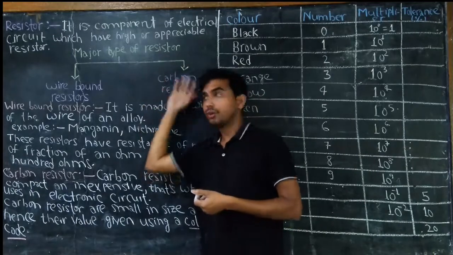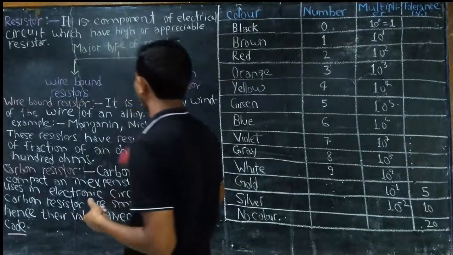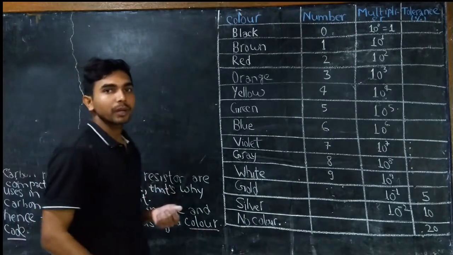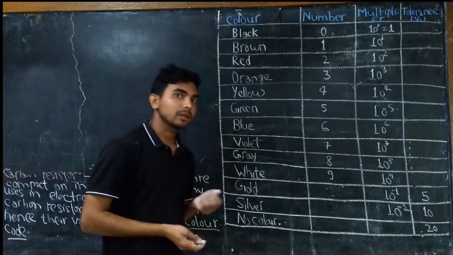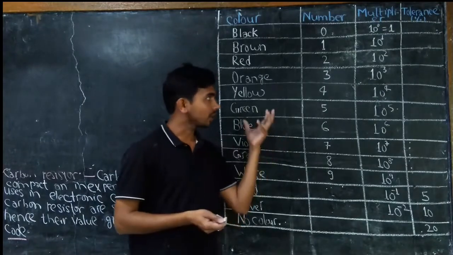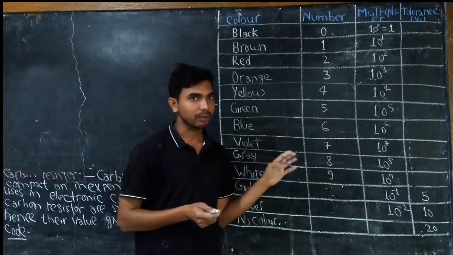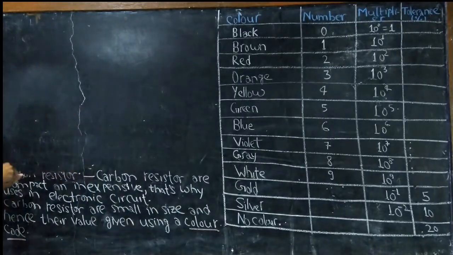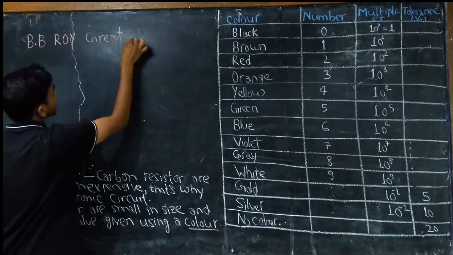Now I'm going to rub this part because I'm going to write something in this area. As I told you, to find the resistance of a carbon resistor we have to use this table. It is difficult to remember this table, so there is a trick to remember it. If you know that trick, you are able to write this table. So what is the trick? First I'm going to write the trick. The trick is BB Roy, Great Britain.